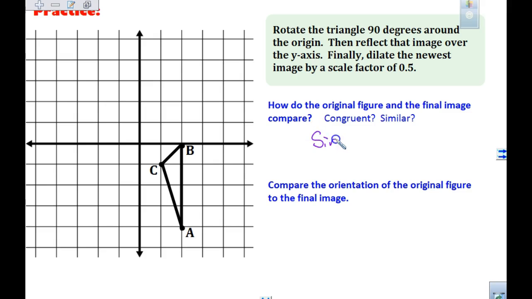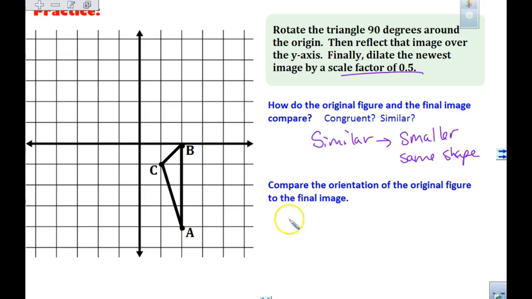It's going to be similar, right? This one has to be similar. When we look at similar, it's because it's going to be smaller, right? But the same shape. So even before I graph it, because of the scale factor of 0.5, it's getting smaller. So please write that down if you didn't. And we're going to talk about the orientation.